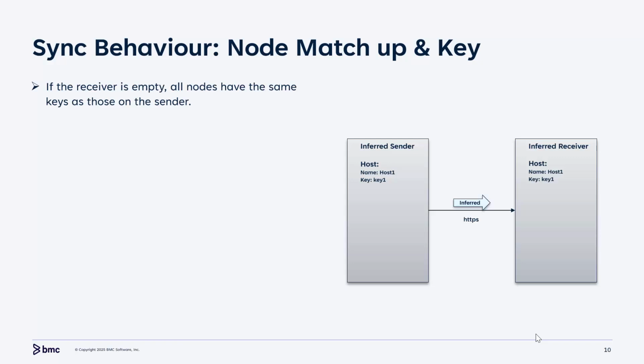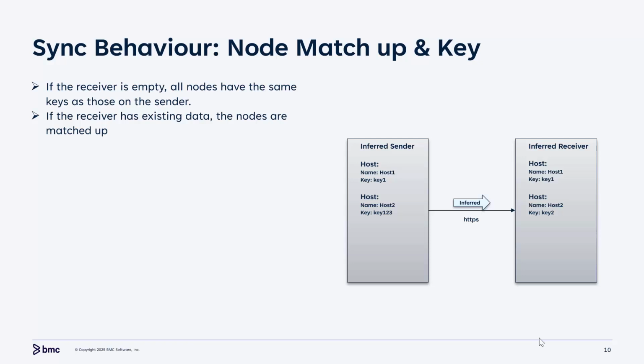The second possibility is that the node that the sender is going to send is already present on the receiver. In that case, on the receiver end, the key will be preserved and it will not change based on the key that is being sent by the sender. This approach will avoid duplication of the root node in case you are scanning the same root node from different inferred senders which are consolidating the data to the same inferred receiver.